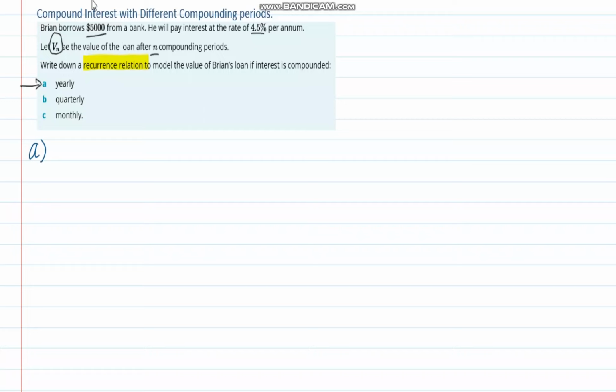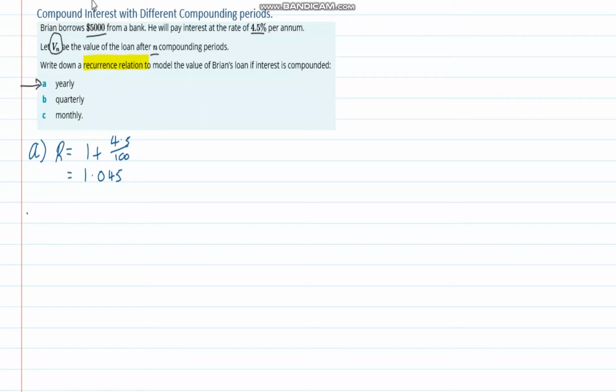So the yearly, so it compounds once per year. We're talking about the interest rate per annum. If it's compounding yearly, then it's happening once a year, so that interest rate is applied once. So the rate of change is equal to 1 plus 4.5 over 100. Okay, so we get the figure there of 1.045, and we use that to write our recurrence relation.